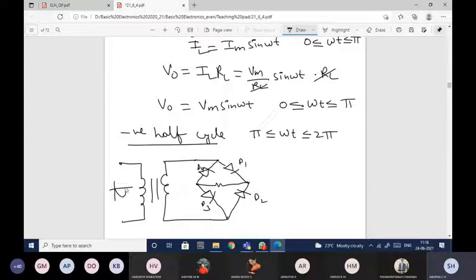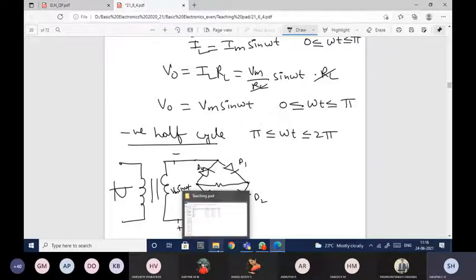And here I am giving the negative half cycle. So in the negative half cycle, this will be negative and this will be positive. And here it will be Vm sin omega t itself. Now again we need to analyze what happens to diode D1, D2, D3, D4. Can anybody tell me what will happen to diode D1, D2, D3, D4?